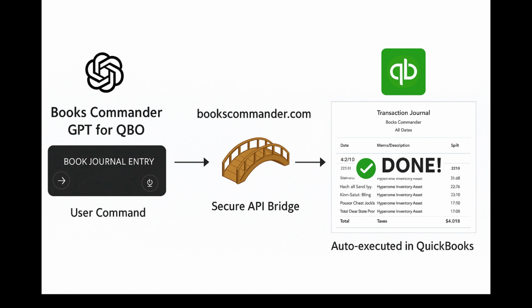First, you type your command right into ChatGPT, something like book journal entry. Then, bookscommander.com acts as a secure bridge, instantly translating your instructions into action. Finally, that transaction is automatically completed inside your QuickBooks account. It's fast, secure, and hands-free. No more toggling between tabs or chasing down steps.